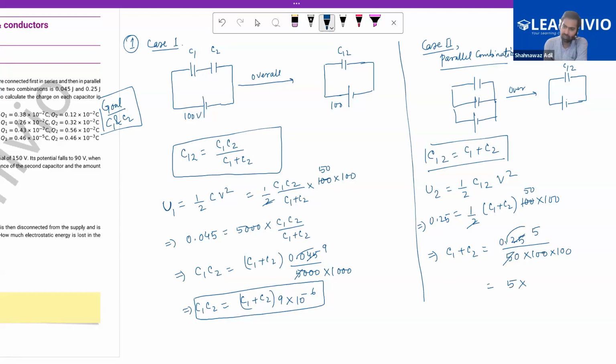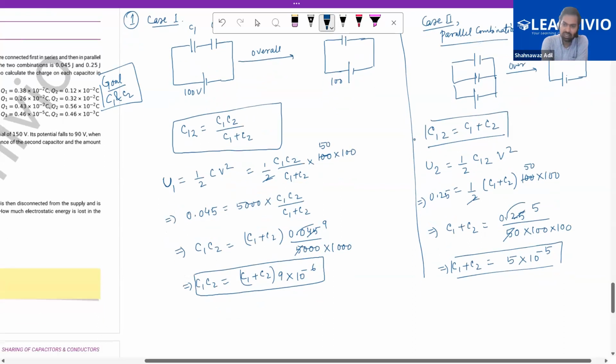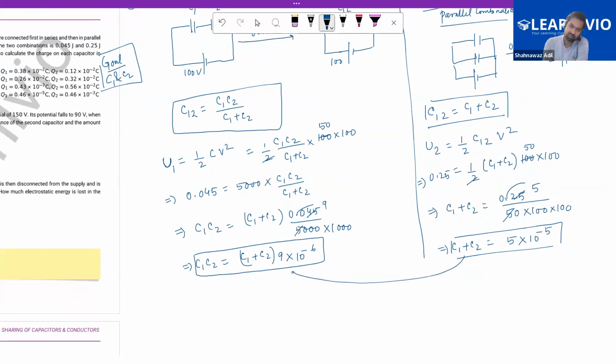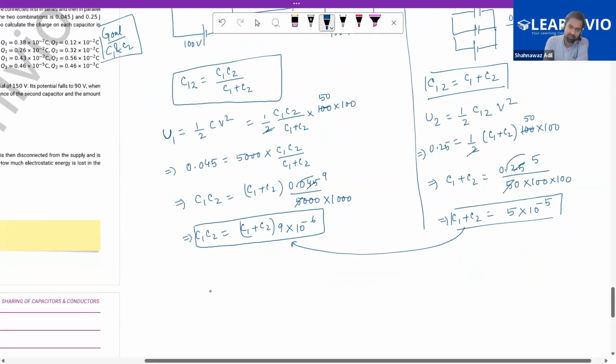5 into 10 to the power minus 5. This is C1 plus C2. Right? Yes, sir. And we can write it as, so let's keep this as 5 into 10 to the power minus 5. So you see that we have C1 plus C2. So we can use this information in here. Right? We can use this information in here. So what we will have?